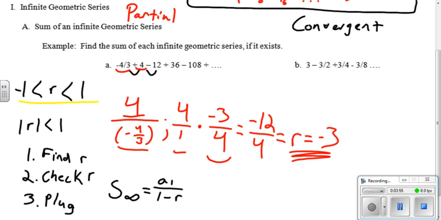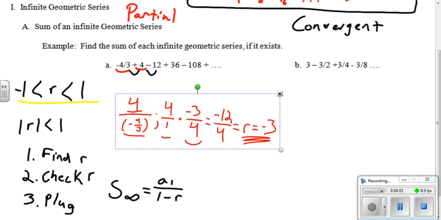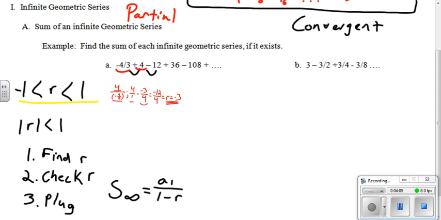Now if our R value is -3, then we know that that is too big of an R value. Our R value is too big, so we would say that the sum does not exist, or we can say there's no solution. This is not a convergent series, so it doesn't work. Well, that was pretty simple then, so let's go on to the next one. See if we can find one that does work here.